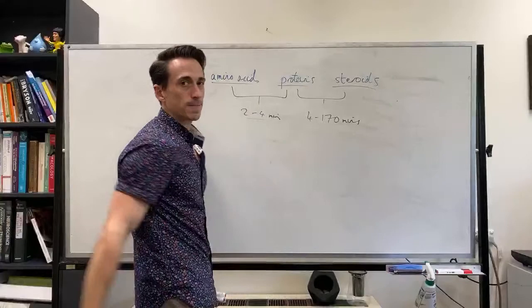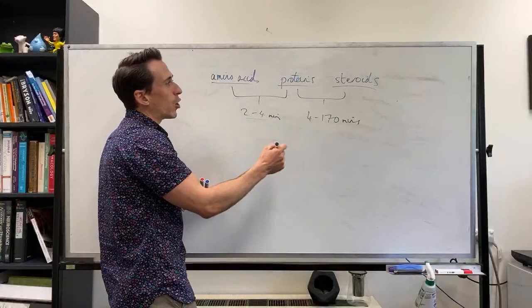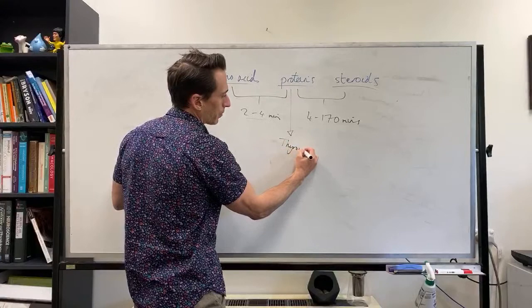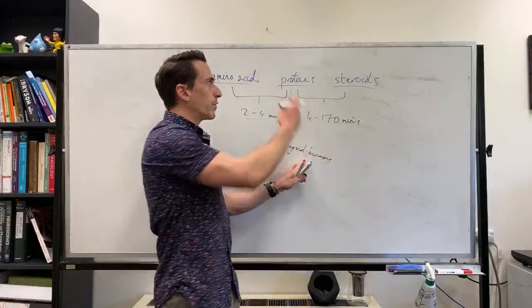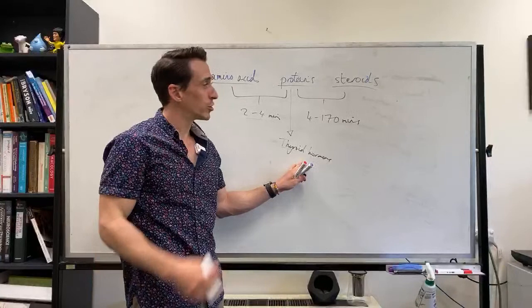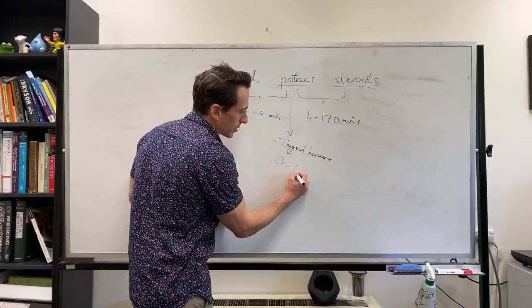And the one that lasts the longest is actually a protein called thyroid hormone, which just really doesn't act like other hormones. Thyroid hormone, even though it's a protein-based hormone, exerts its effect inside the cell, which is strange because no other protein-based hormone does. And it can last in the body from 0 to 6 days. That's its half-life within the body.